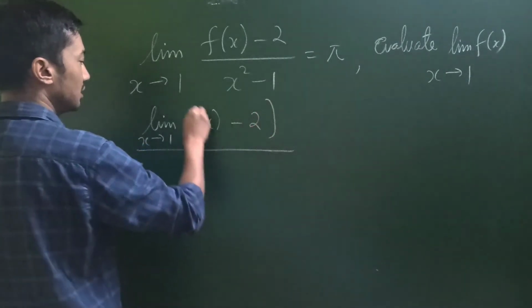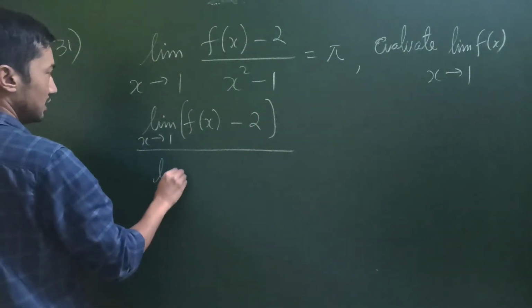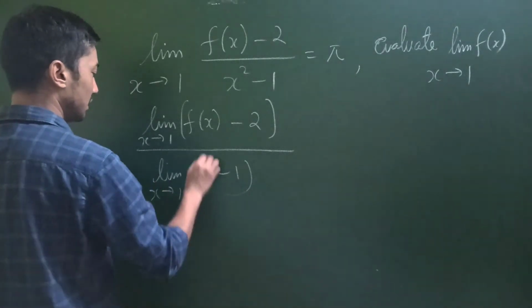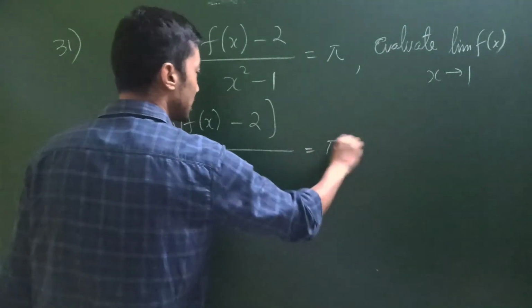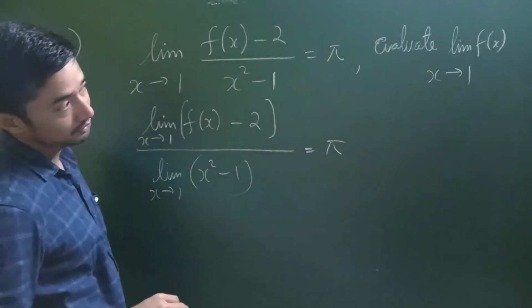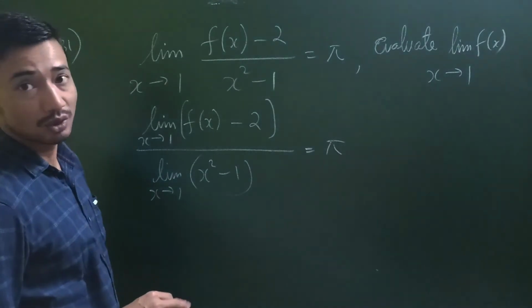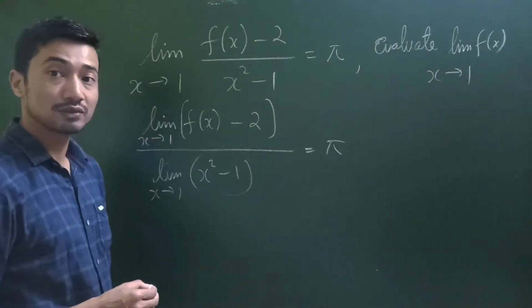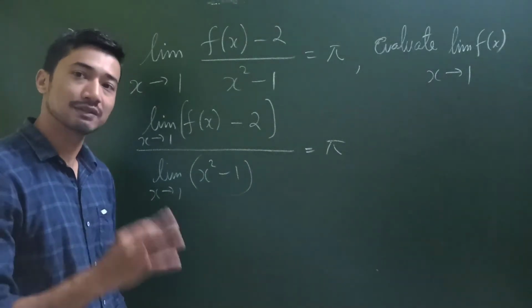Maybe I'll just write it in bracket, this function. Limit x tends to 1 of x squared minus 1 is equal to what? Pi. Now with the help of this knowledge, we just have to find out the limiting value of the function as x tends to 1. So we don't have to do anything different here. We'll just take advantage of the equation or the function that is given to us.